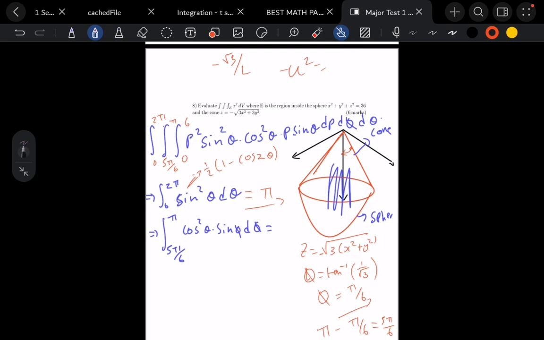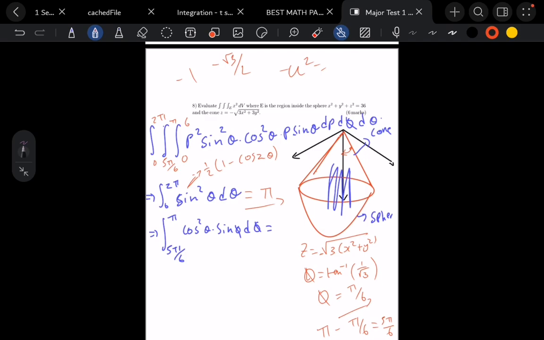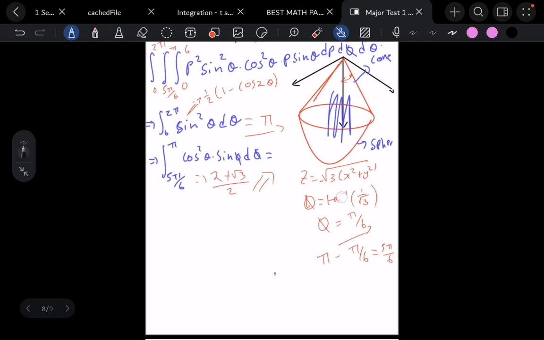And then, what is cos pi? It's negative 1. So, negative 1 minus negative root 3 over 2. So your final answer in this integral is going to be times negative 1. It's going to be 2 plus root 3 over 2. So this is your answer on this integral. You can check it by yourself.